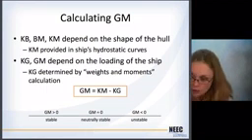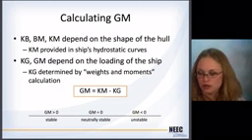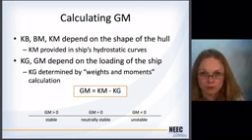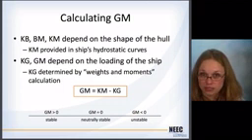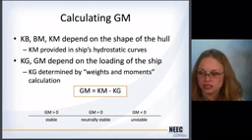Okay, so going back, how do you calculate it? Going back to the picture earlier, KB, BM, and KM all depend on the shape of the hull. They will be provided to you by your ship's hydrostatics curves, which come from a computer program. The KG, the vertical center of gravity, and GM then depend on the loading of the ship. So you have to calculate KG by a weights and moments calculation, and once you know that, you can back out what KM is going to be.